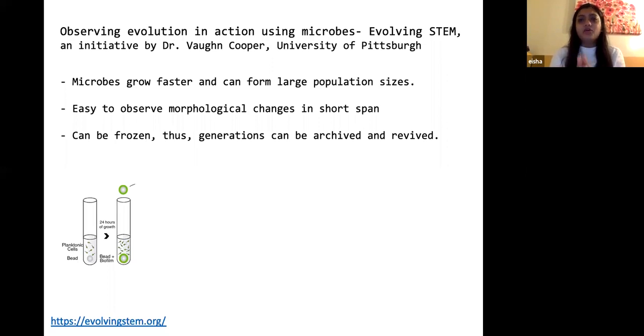The other best quality of microbes is that they can be frozen and thus can be revived again. And this is something not possible for us. I mean, I know there are sci-fi movies that have been talking about freezing humans or making them sleep, freezing them and then waking them in 10 years.